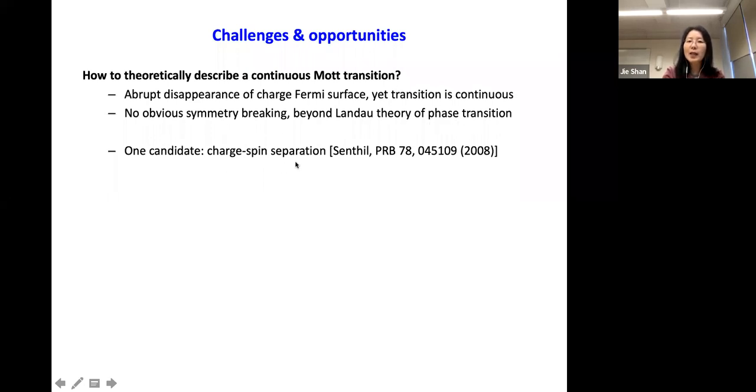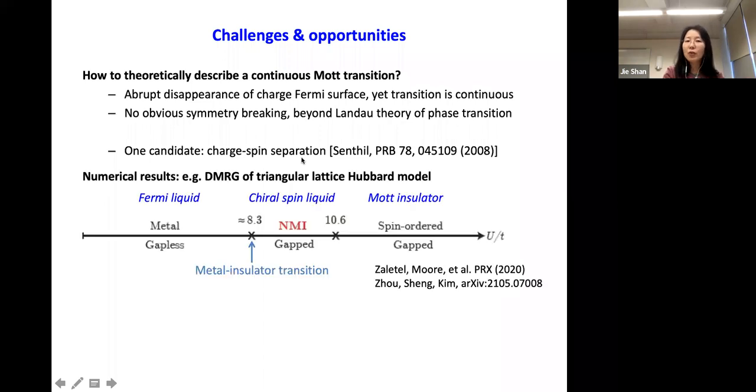So one candidate is something like charge-spin separation. You can separate the charge and the spin, and the Fermi surface for charge abruptly disappears, but for the spin it stays. I'm not going to get into the details of this. And there are some other numerical results saying that yes, this could be a continuous phase transition, but then near that transition, there's a gapped chiral spin liquid.